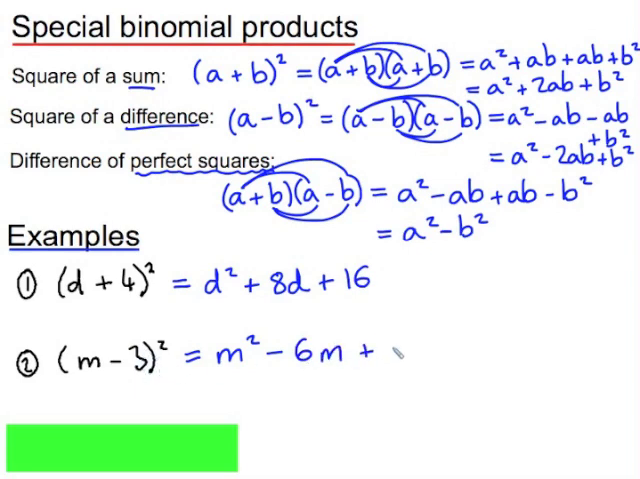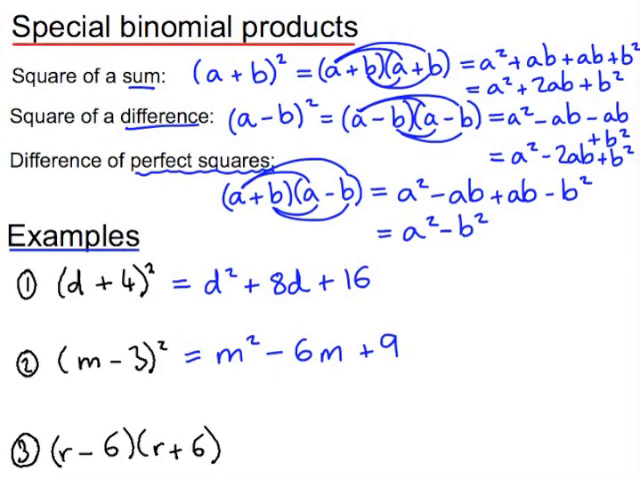term squared, plus 9. And finally, I can recognise that this is going to result in the difference of perfect squares because we've got the same two terms. One is subtract and one is plus, so this will result in the difference of perfect squares, r squared take 36.